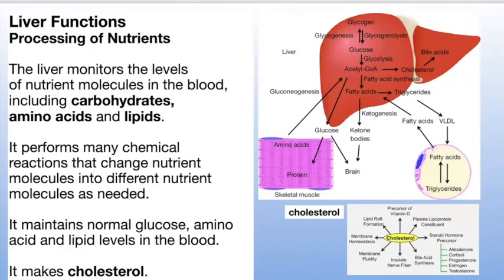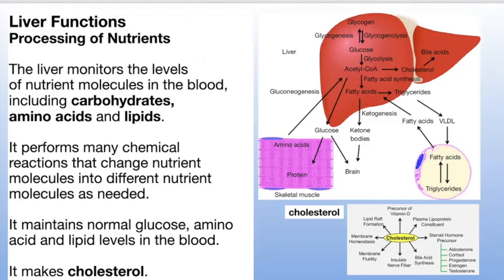Okay, processing of nutrients. That picture to the right is not to be learned, but to show you that the liver is doing a lot of processing of nutrients. So the liver monitors the level of nutrient molecules in the blood, including carbohydrates, amino acids, and lipids. And it has incoming blood from the hepatic portal vein. And it performs many chemical reactions that change nutrient molecules in the incoming blood into different nutrient molecules as needed by the body. It therefore maintains normal glucose, amino acid, and lipid levels in the blood.